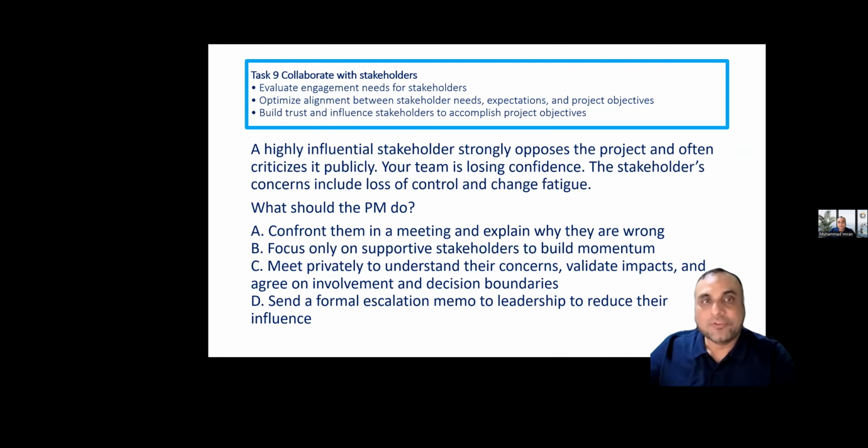A highly influential stakeholder strongly opposes the project and often criticizes it publicly. Your team is losing confidence. Stakeholder concerns include loss of control and change fatigue. What should the PM do? Confront them in a meeting and explain why they are wrong. Focus only on supportive stakeholders to build momentum. Meet privately to understand their concerns, validate impacts, and agree on involvement and decision boundaries. Send a formal escalation memo to leadership to reduce their influence.